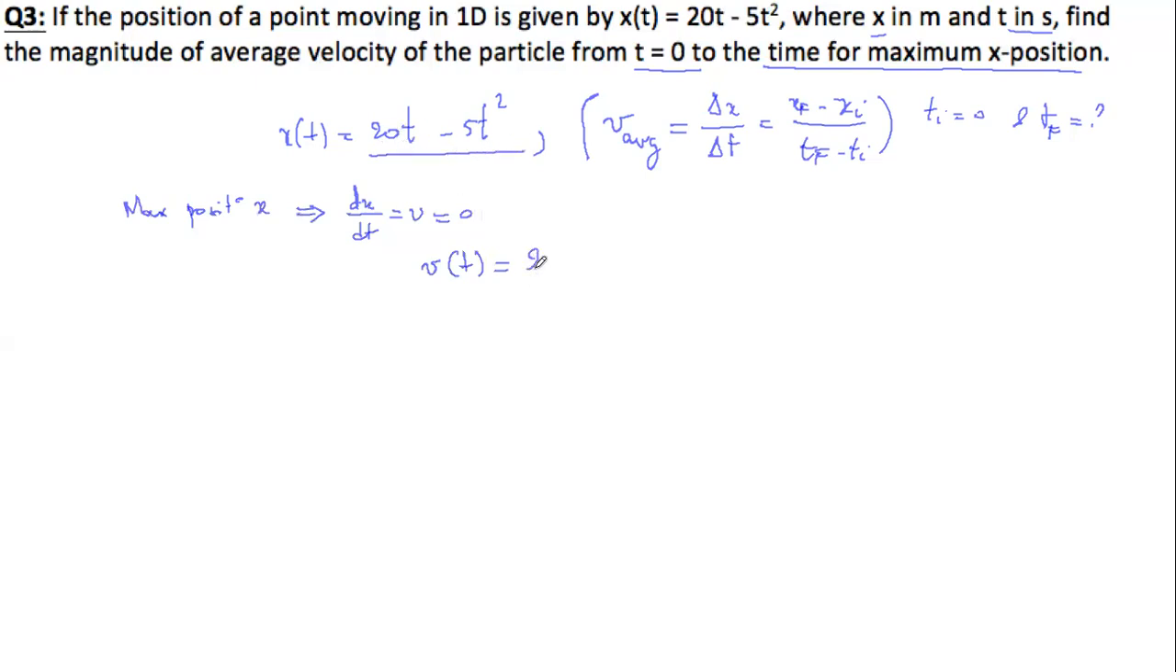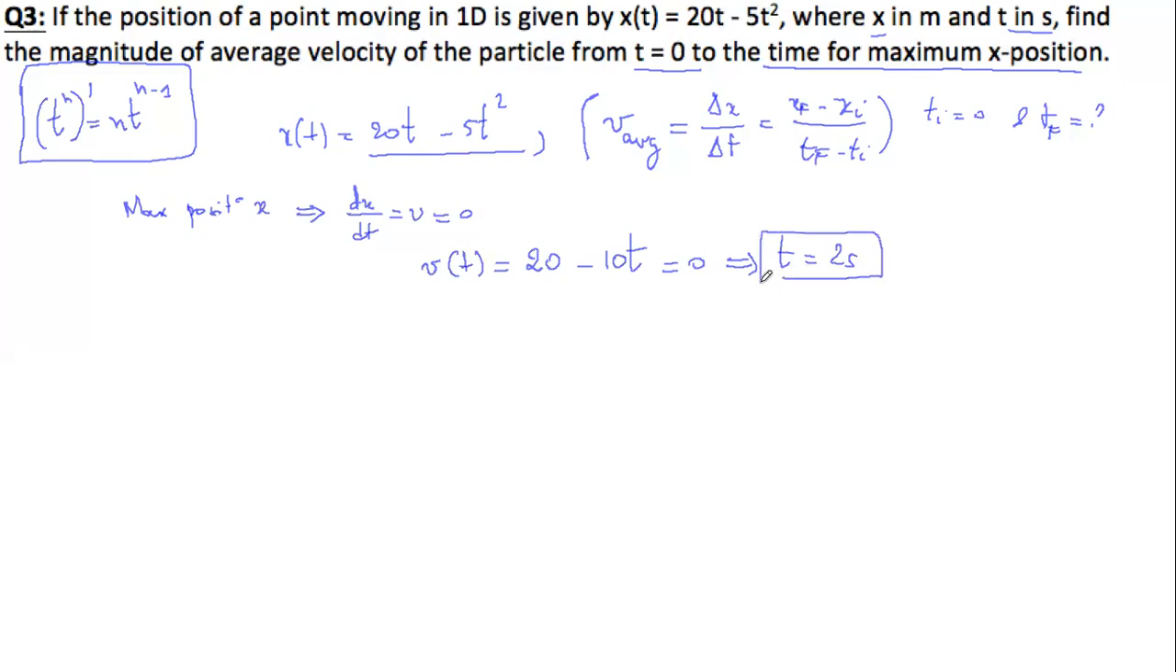So the derivative of 20t with respect to time is 20. The derivative of minus 5t squared is just minus 10t. Remember that if I have a polynomial function, t to the power n, the derivative of that is n t to the power n minus 1. You all know this from your high school and from your math. So this is the velocity at any time. Now I want this velocity to be 0. So it's 0 when t equals 2 seconds. So the time for maximum position is 2 seconds.